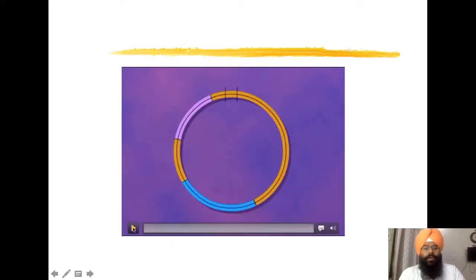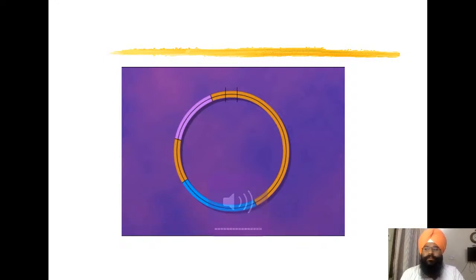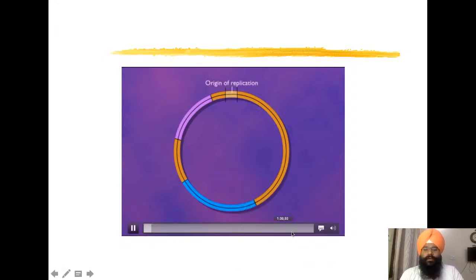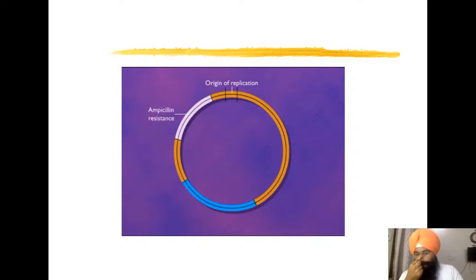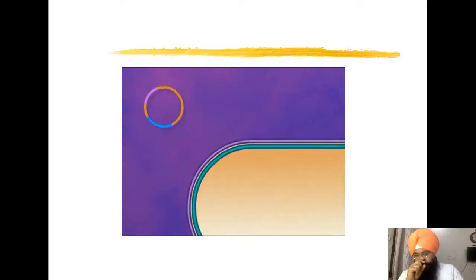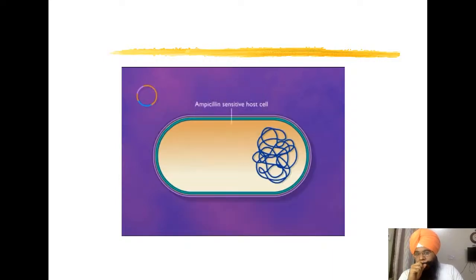One short video about this. Cloning vectors carry an origin of replication and are therefore able to replicate independently within a cell. Most plasmids used as vectors also encode some type of selectable marker, such as the gene for resistance to ampicillin. If the host cells are ampicillin sensitive, the only host cells that can grow on a medium containing ampicillin are those that have taken up the plasmid.